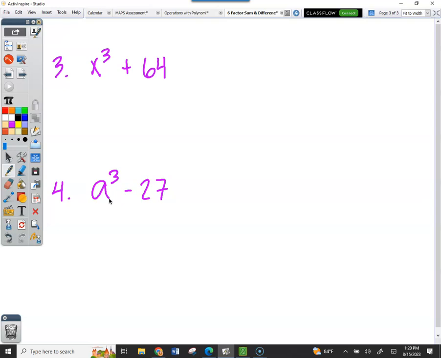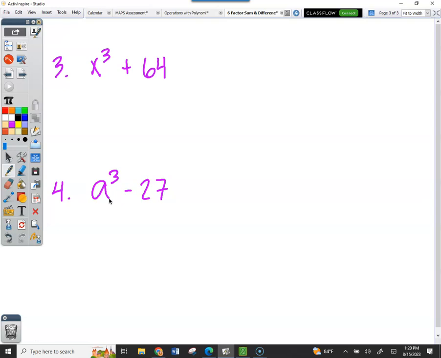Hey, real quick reminder, when you're taking the cube root of a variable to an exponent, you're dividing the exponent by 3. So the cube root of x cubed would be x. Don't multiply though. You know that, right? We're factoring. Yesterday was multiplying, now we're undoing it.